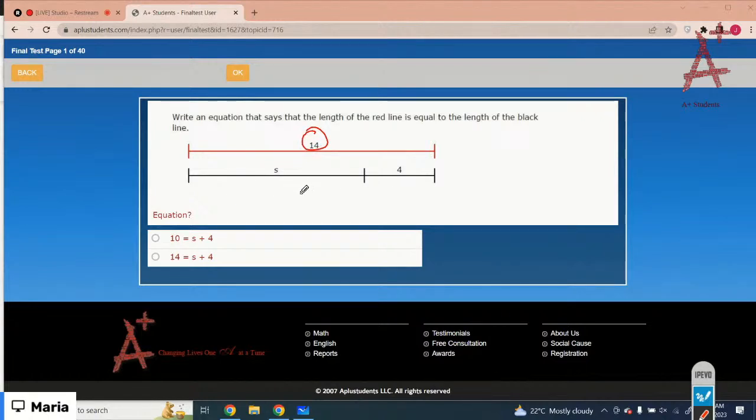The red line has two segments. The length you have to add. The length of the black line is s plus 4, got it? So they both are equal, that means s plus 4 equals 14, got it? So that would be option number 2, s plus 4 equals 14. So just select the correct option, then click on the OK button.